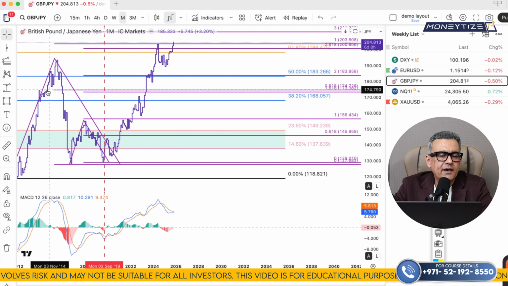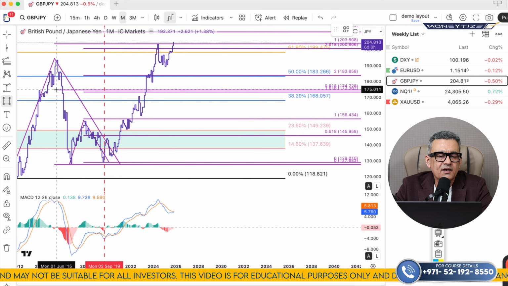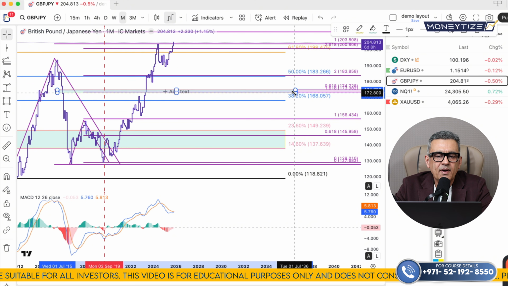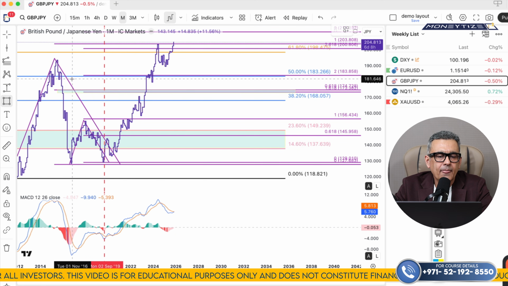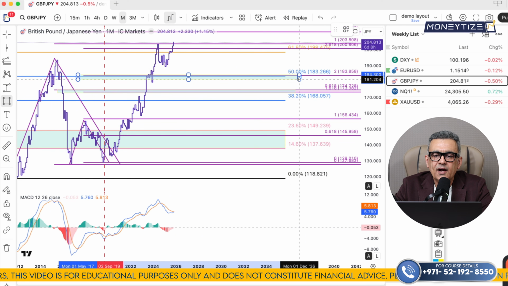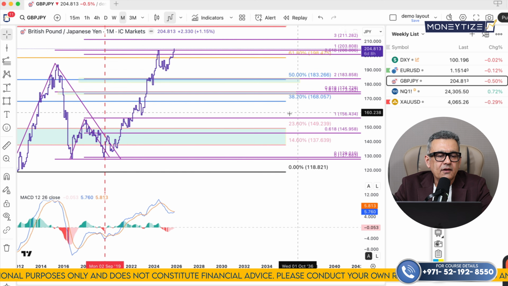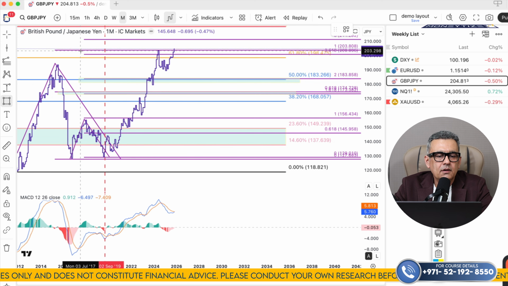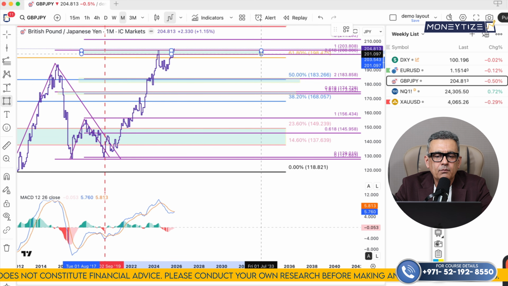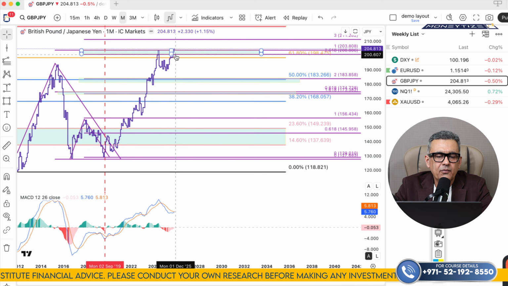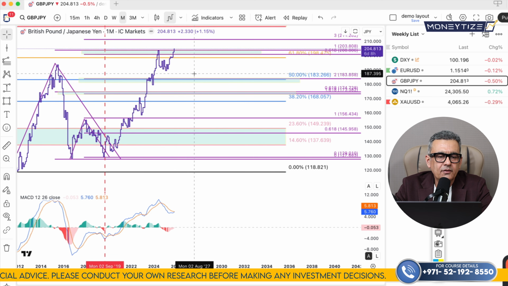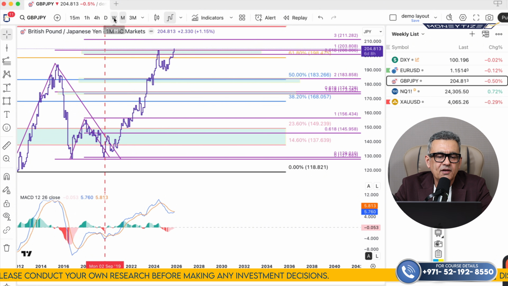And we need to highlight the area of duplication as magnet zones. So this is our strong magnet zone, support zone here. Then we have a very strong support zone at 183.26. And I can see the current level is also a very strong magnet level, but I can see the price action is in favor of buyers. And now we can move down to weekly chart.